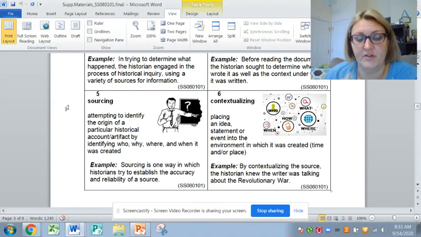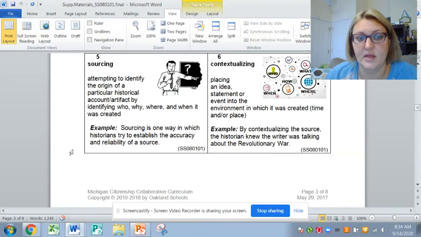Number 5, sourcing, attempting to identify the origin of a particular historical account or artifact by creating who, what, where, when, and why it was created. Example, sourcing is one way in which historians try to establish the accuracy and reliability of a source. Many of these words should be familiar for you from last year.